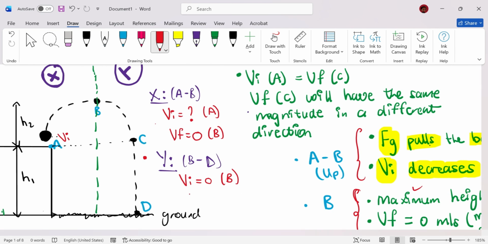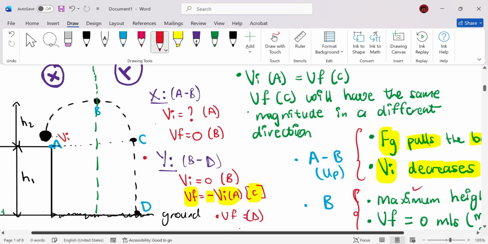And once again, at point C, the final velocity becomes the negative of what the velocity was at point A. So notice something. At point C, the final velocity is equal to negative the velocity at A. I hope you guys can see that. And then obviously the velocity at D would be the final velocity at point D. We would have to calculate that. So these are very important things that I want you to understand.